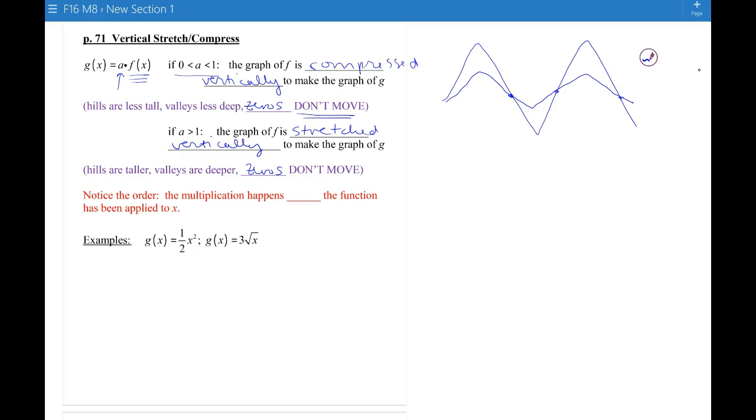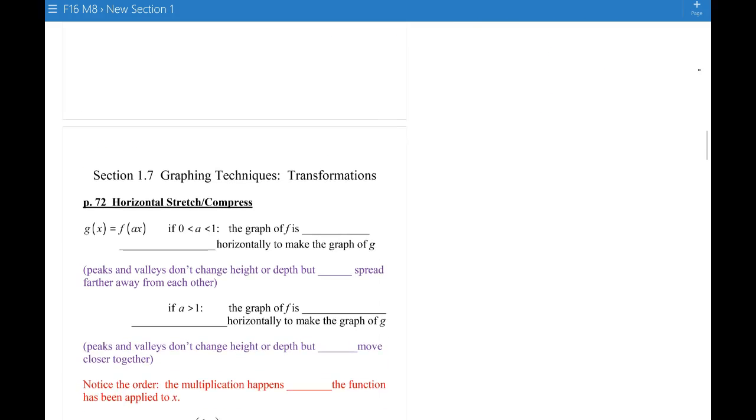So notice the order. The multiplication is happening after the function has been applied. So if I have x squared and then I multiply it by a half, the graph is going to be compressed vertically. It's going to be half as tall. And then if I multiply by 3 after I do the square root of x, this is going to stretch the graph vertically and make it taller.